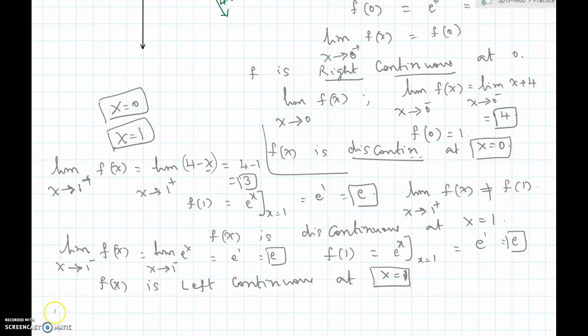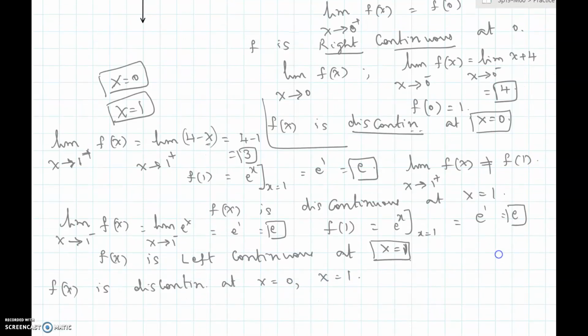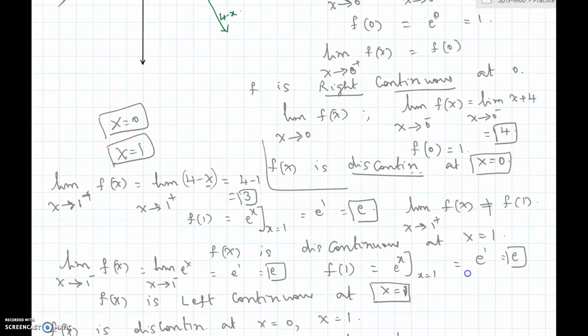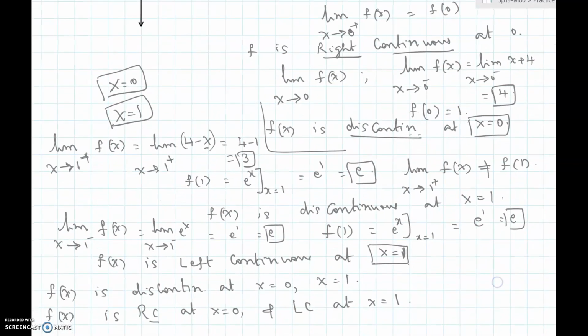So we have proved two things. In conclusion, we can say f of x is discontinuous at 2 points, namely x equal to 0 and x equal to 1, but it is right continuous at x equal to 0, and left continuous at x equal to 1. It's evident from the graph though, but this is the calculus way of proving it.